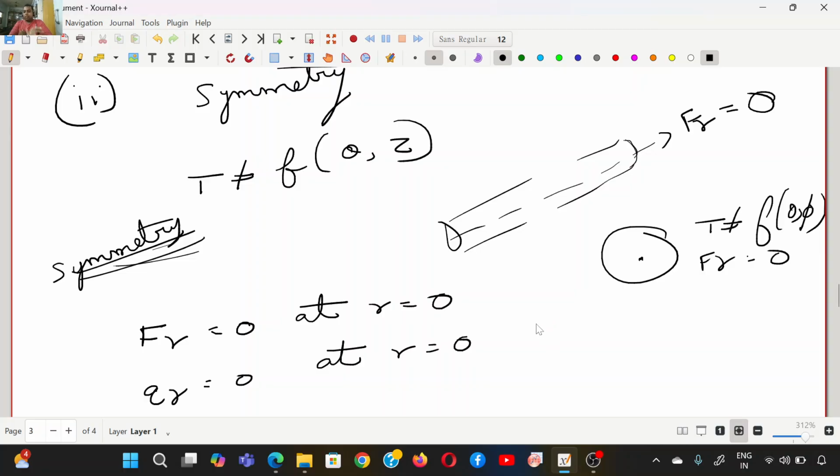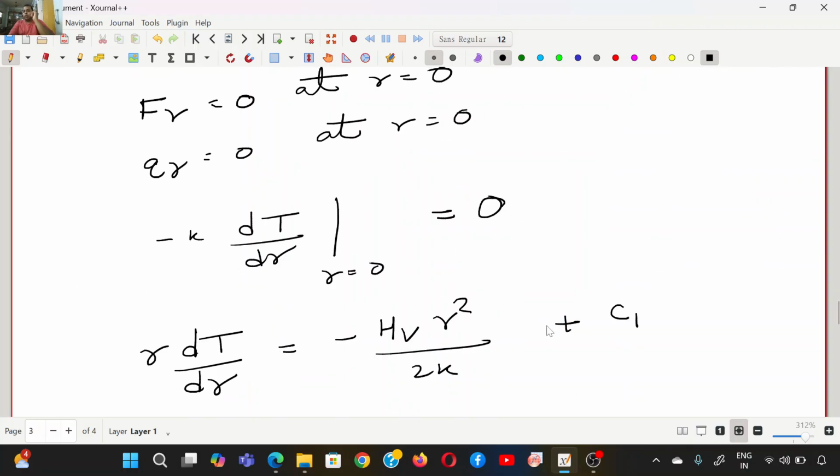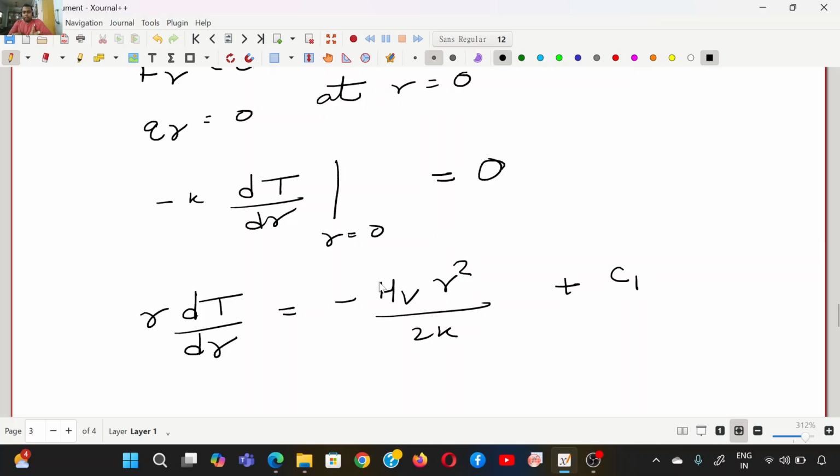Since we don't have another surface, we will look at the center of the wire. Because it's very symmetric, the flux there should be 0, or q_r is equal to 0. Therefore, k dT/dr at r equal to 0 is equal to 0. The governing equation we integrate once to get this form. Then we apply this boundary condition to get C1 is equal to 0.